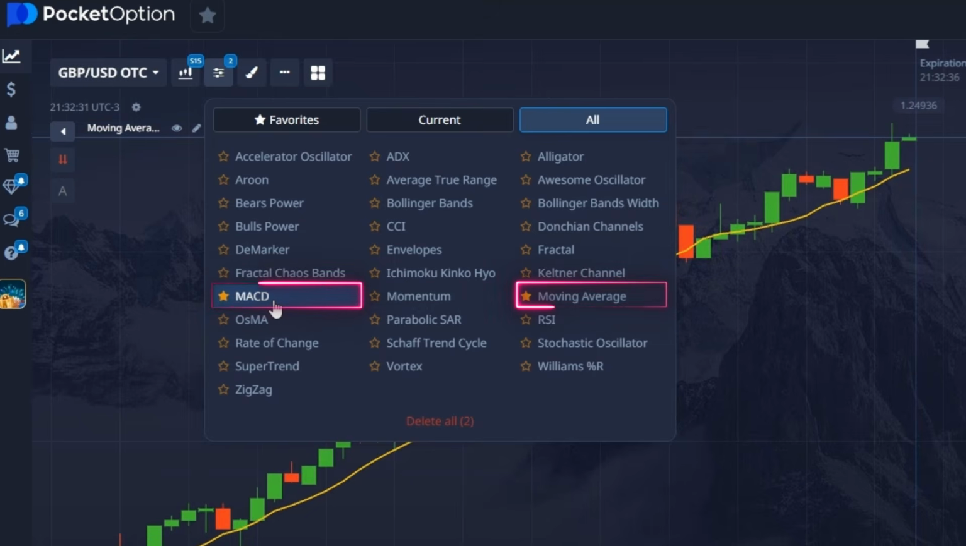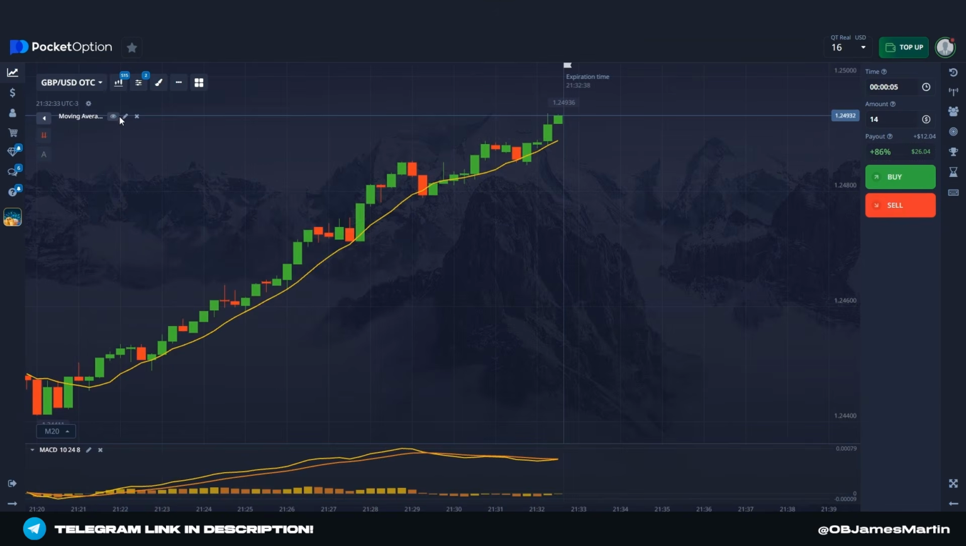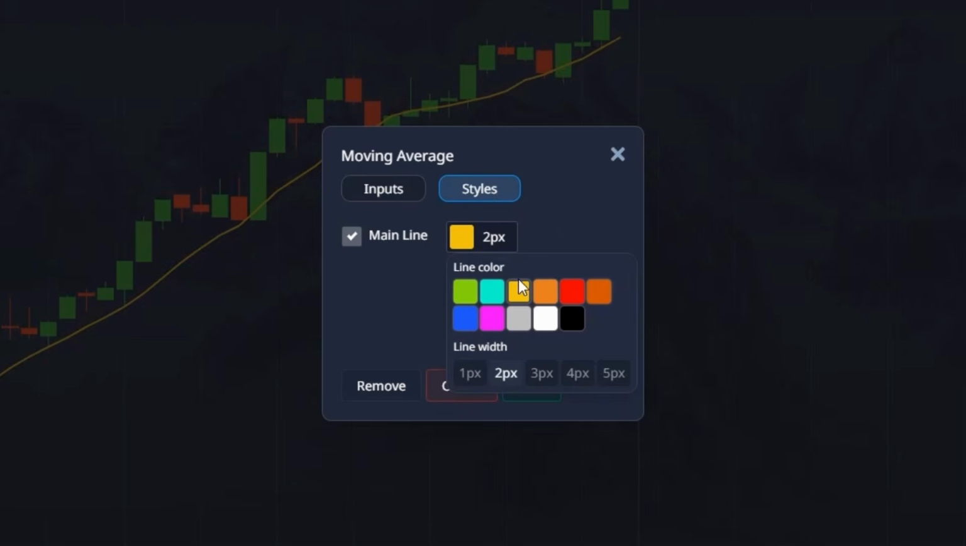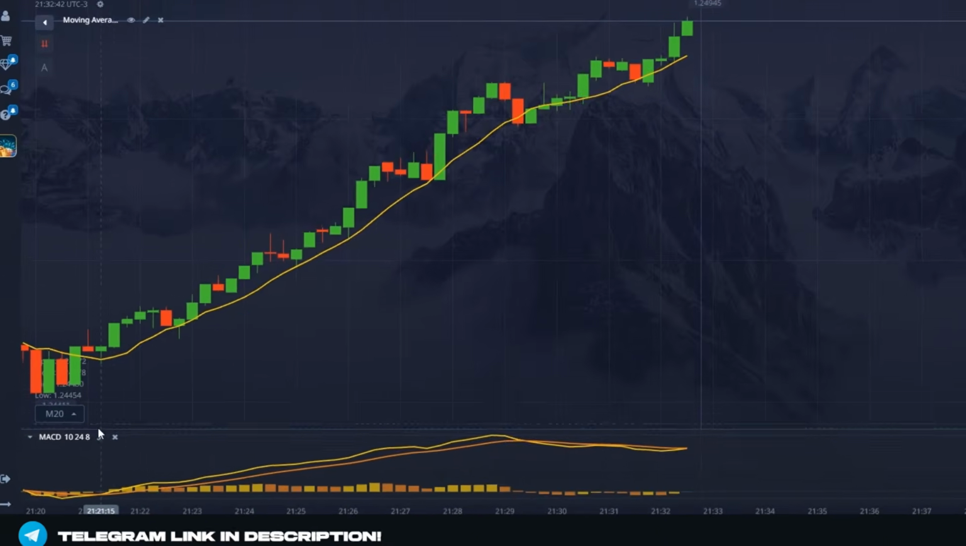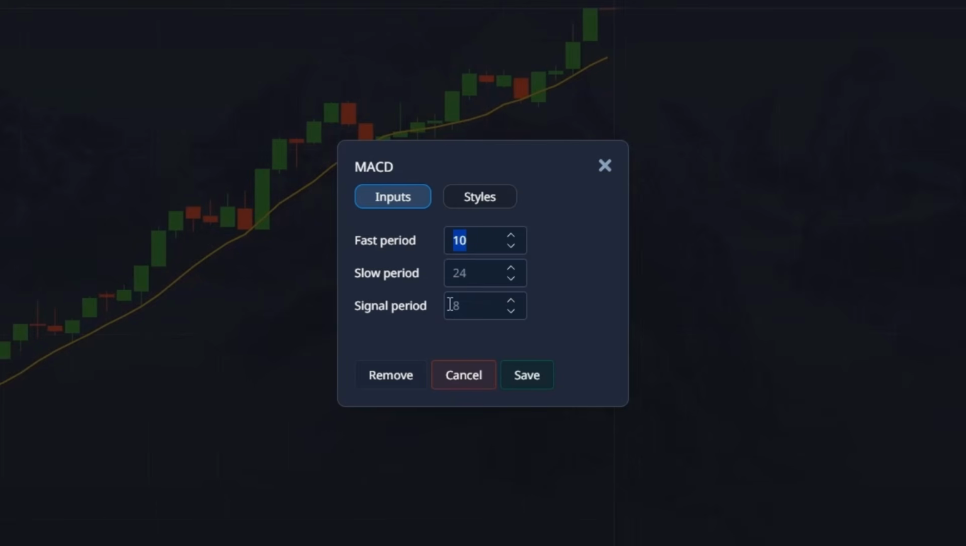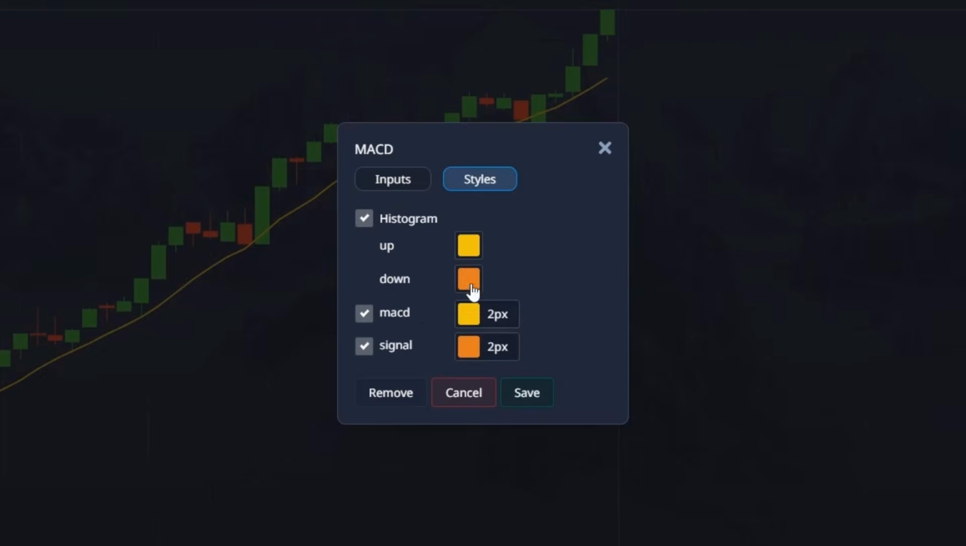Okay, so now let's go to the first one. 8 for the period and simple moving average. 2 for thickness, the colors are up to you, click on save. MACD: 10 for fast period, 24 for slow period, and 8 for signal period. The style, we're going to use this one today. Okay, and click on save.